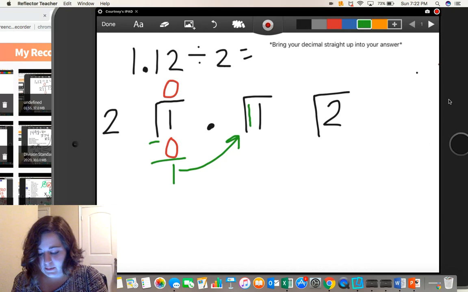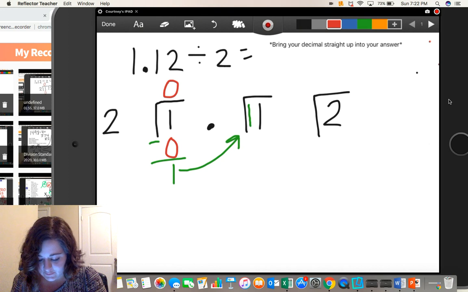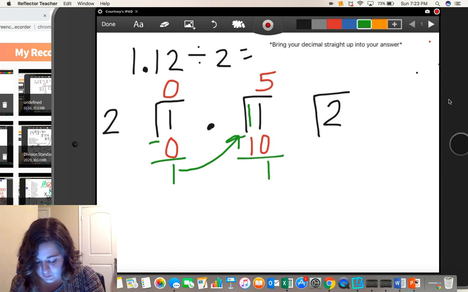And we need to see what number times 2 will get us closest to 11 without going over. 2 times 2 is 4, 2 times 3 is 6, 2 times 4 is 8, 2 times 5 is 10, and 2 times 6 is 12, which is too big. So we have to go 2 times 5. 2 times 5 was 10. After we multiply, we have to subtract. 11 minus 10 is 1. And we're going to bring that 1 to our next division house, which would make that a 12.